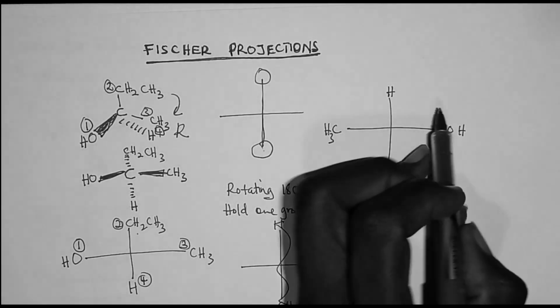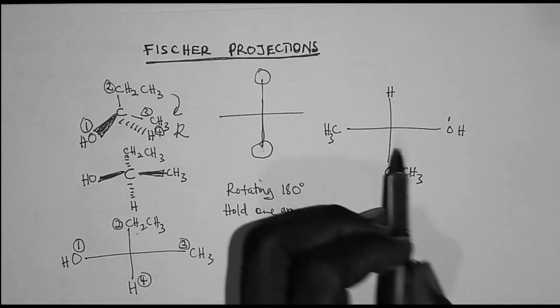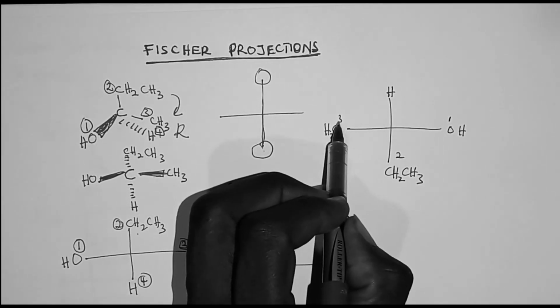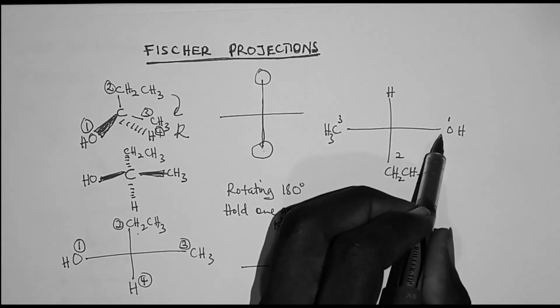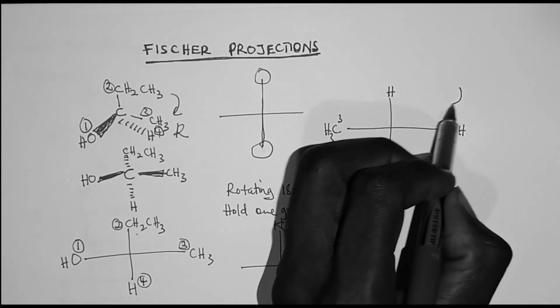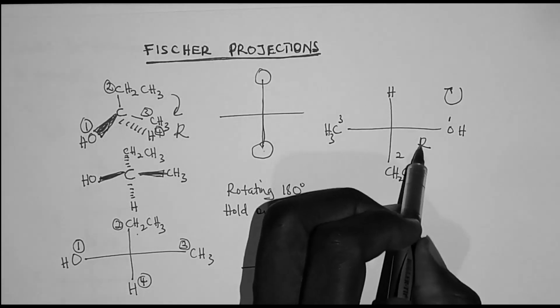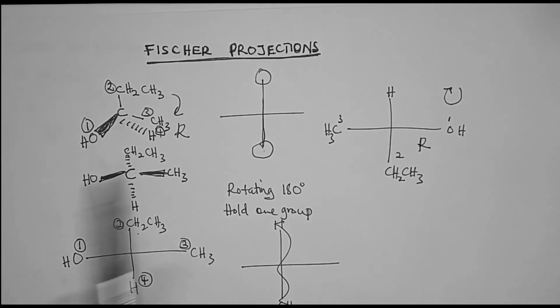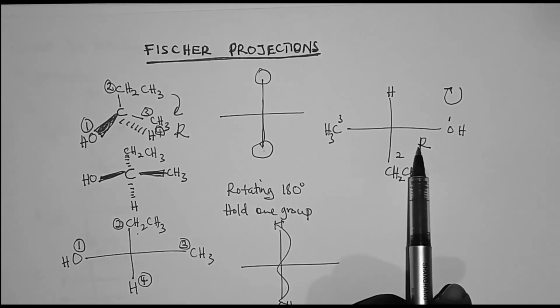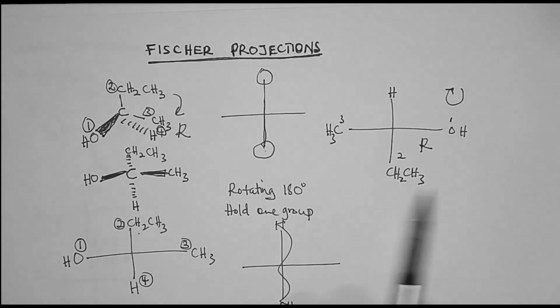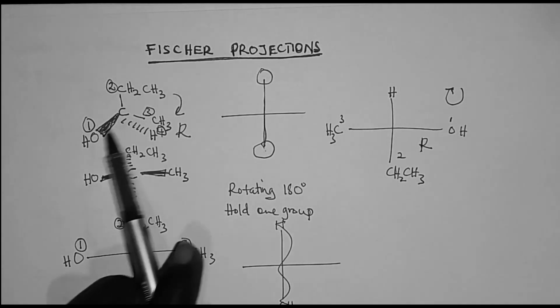Now let's determine the configuration. This is 1, this is 2, and then this is 3. So from 1 to 2 to 3 in the clockwise direction, it makes it an R. So the perspective molecule is an R, and the Fischer projection is also R. So this is a correct Fischer projection drawing of this molecule.